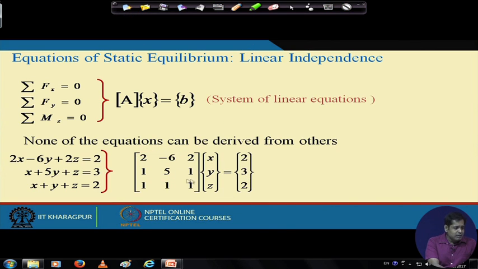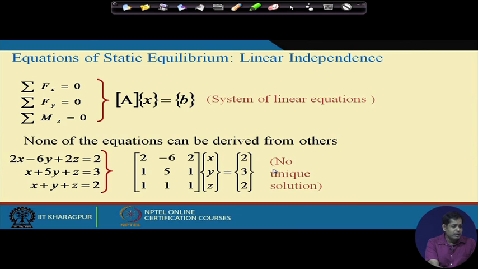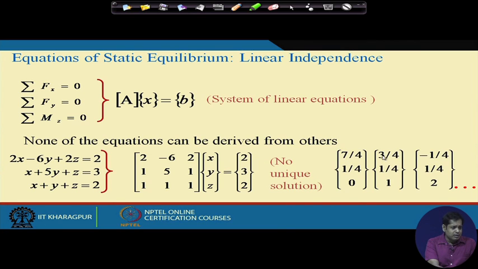If the equations are not linearly independent, then what happens? You cannot have a unique solution of the system. For instance, in this system, all three equations are satisfied with these values of z, and so on. You can have infinitely many combinations of values which satisfy these equations, so you cannot have any unique solution.